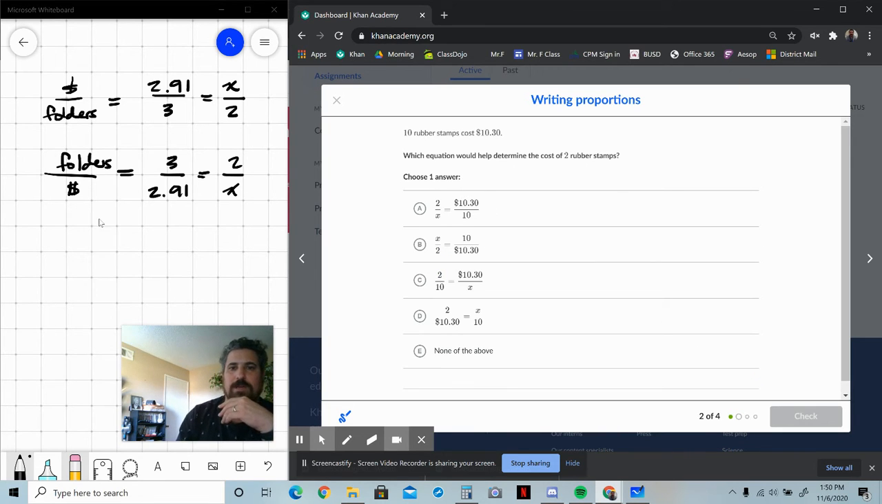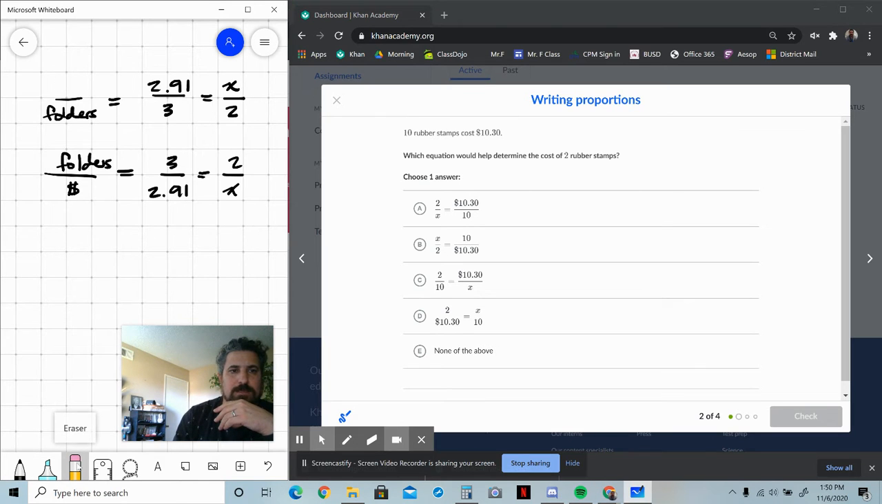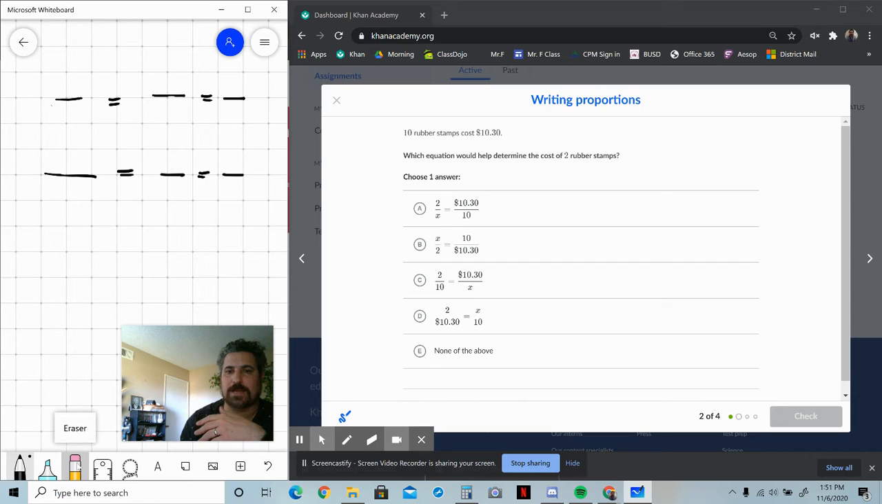All right, so for the next one, we've got a situation with rubber stamps and cost. I would normally do the cost per stamp, so the cost on top and the number of stamps on bottom. Let's set that up that way and see if it matches anything they have here. I would put the dollars on top, the price per stamp, and the stamps on bottom. So my unit rate would be price per stamp, okay?